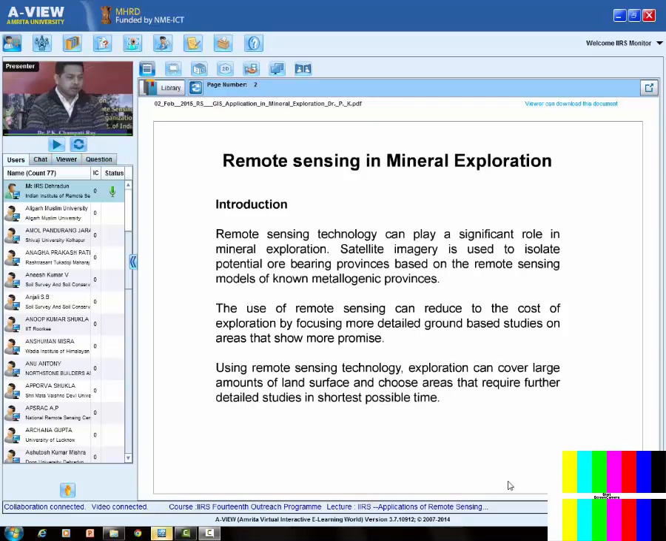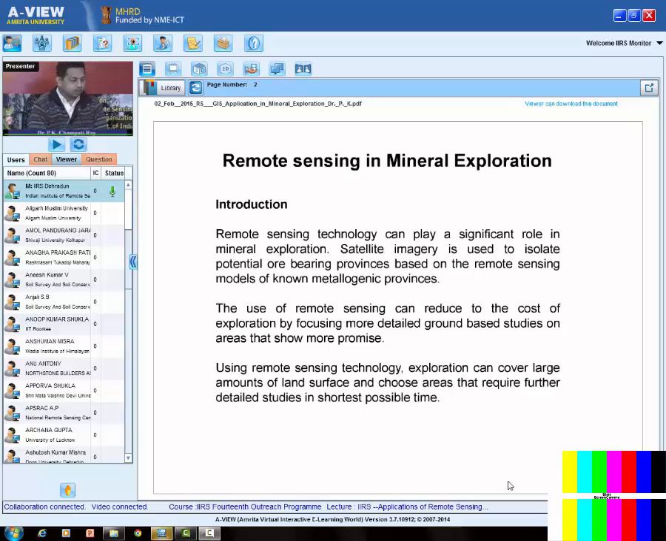So remote sensing provides geological information, and this geological information, including the spectral and spatial signature, is used to locate new mineral deposits. And the most important advantage of remote sensing is that it reduces the cost of exploration, because it allows us to focus on areas selected or shortlisted, or the area prioritized for further investigation using either geochemical or geophysical or very intensive ground-based exploration techniques like drilling and probing. So using remote sensing, we can cover larger area and we can find out the area which requires detailed studies in the shortest possible time.